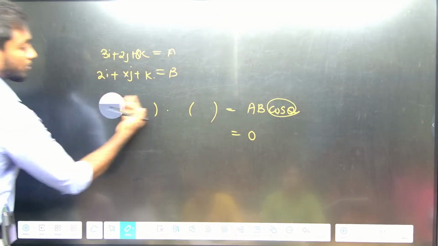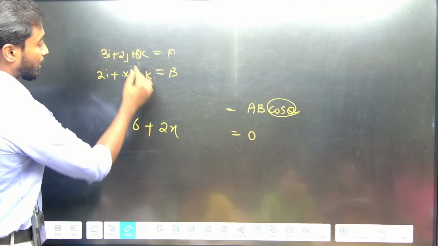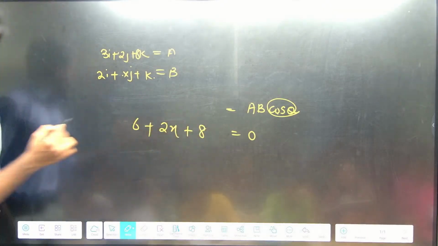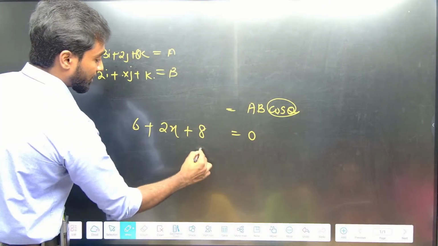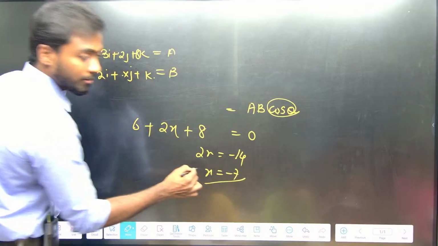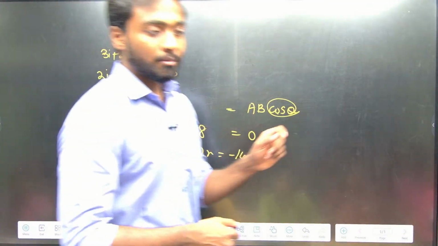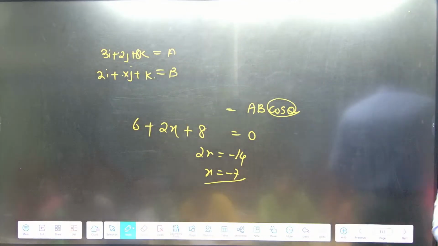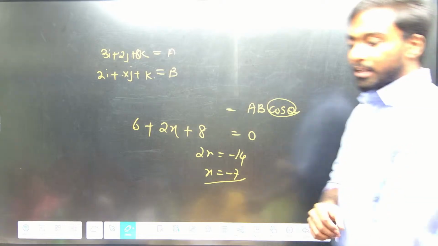So now do the dot product. 3 into 2 is 6, plus 2x, plus 8, right? So 6 plus 8 is 14. So 14 going to that side, 2x will be equals to minus 14, x will be equals to minus 7. Understood now? Whenever they give a question where the angle between them is 90 degrees, or a right angle, you should do it like this. Okay? Next question.